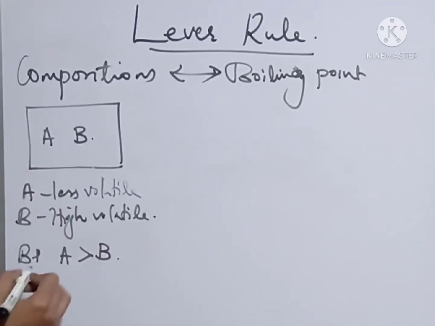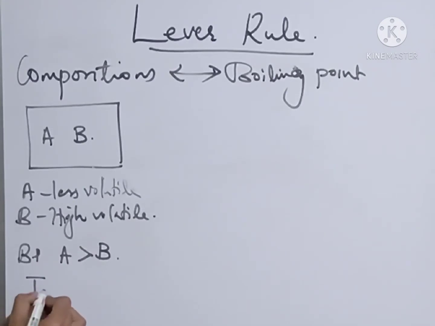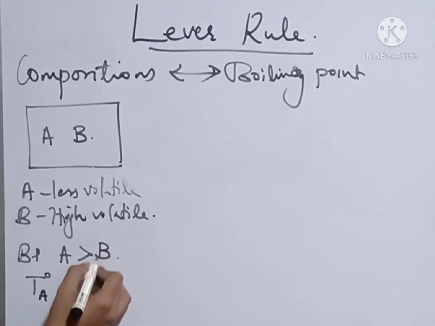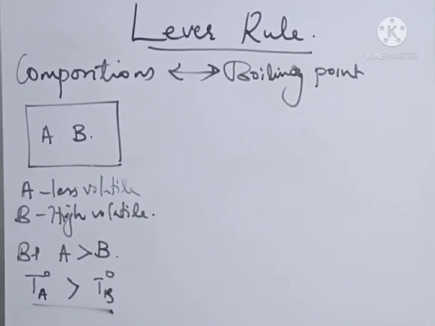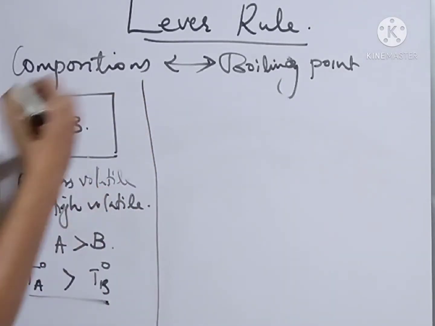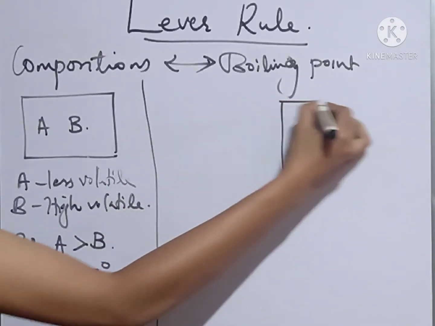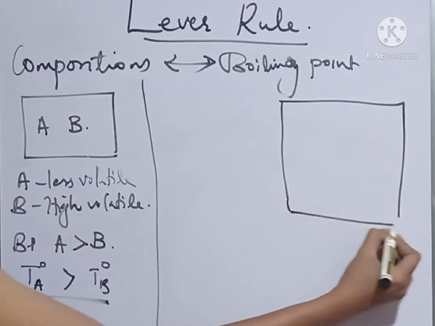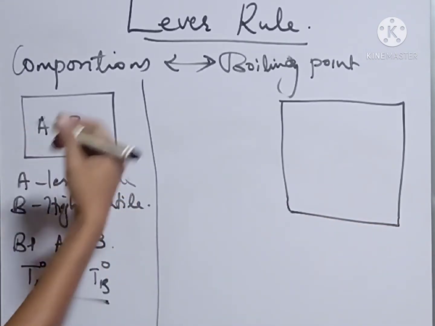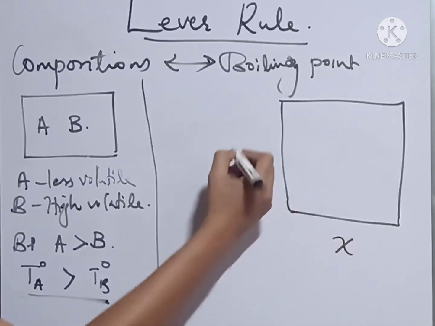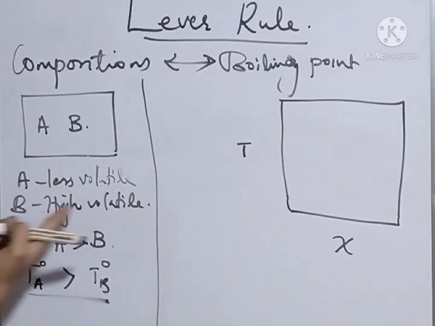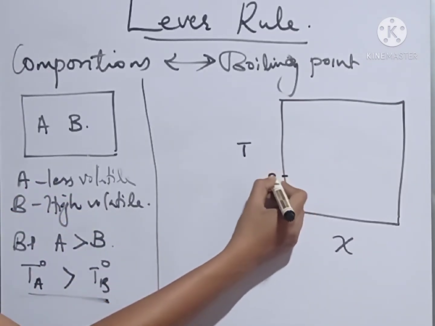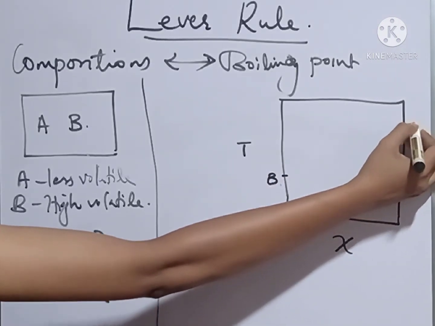I'm going to take the boiling point of A as TA0 and the boiling point of B as TB0, so that I can write: TA0 will be greater than TB0. Okay, to define the lever rule, consider a type 1 binary liquid, that is, a binary liquid showing negligible deviation from Raoult's law. Here mole fraction and here boiling point. We are considering that A is less volatile than B. So if I mark B here, then the boiling point of A will be high.